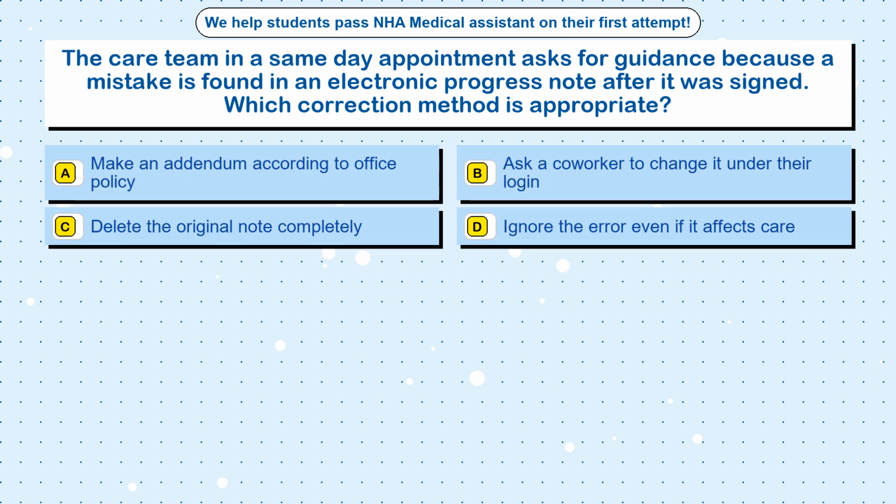Question 34. The care team in a same-day appointment asks for guidance because a mistake is found in an electronic progress note after it was signed. Which correction method is appropriate? Option A, make an addendum according to office policy. Option B, ask a coworker to change it under their login. Option C, delete the original note completely. Option D, ignore the error even if it affects care.